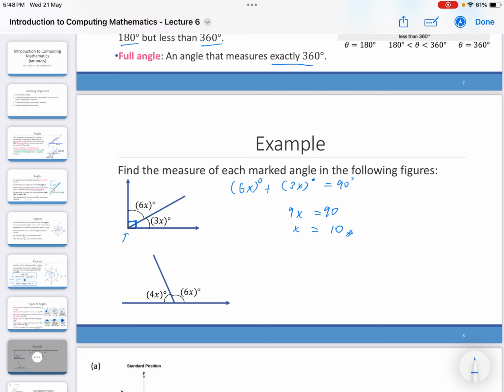So same goes to second one. So second one we have actually the straight angle, which is 180. So we have 4x degree plus 6x degree equals 180 degree. So 4x plus 6x, we get 10x equals 180. So x equals 18.